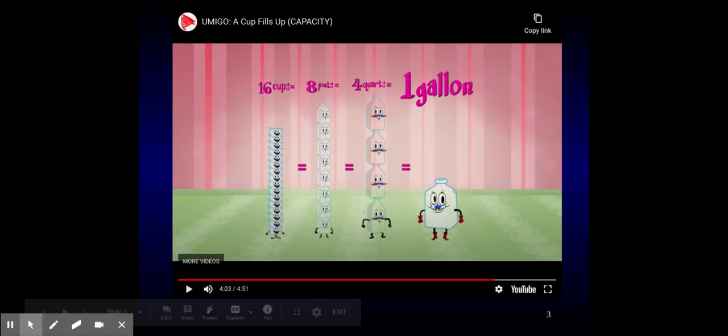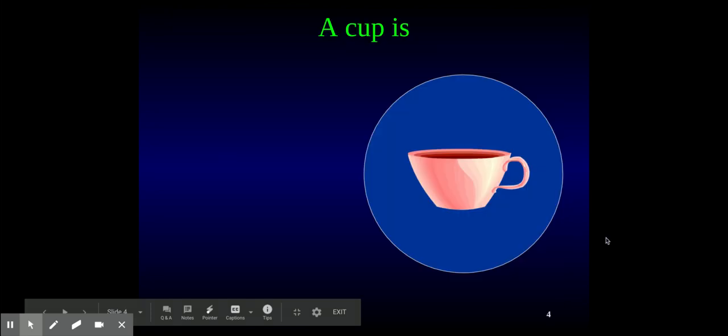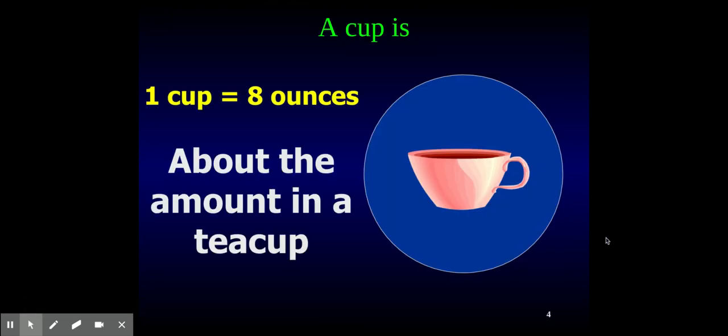I hope you enjoyed that little song, and now we're getting into our lesson. As you know, a cup is equal to 8 ounces, and that's about the size of a teacup or a small mug. You might be familiar with cups when you're measuring things for baking, and you can see on a measuring cup, usually next to where it says 1 cup, it also says 8 ounces or 8 oz to show that they are equal.